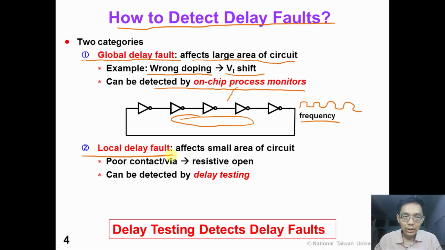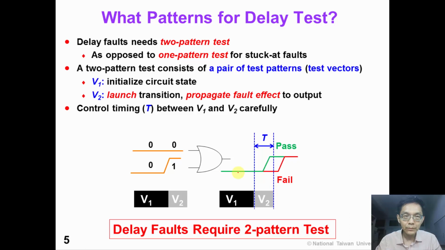In the second category, local delay fault affects only a small area of the circuit. For example, a poor contact or via can cause a resistive open. In this case, we need delay testing to detect local delay faults. So what kind of pattern can we apply for delay test? As opposed to stuck-at fault, which needs only a single test pattern, delay fault needs a pair of two test patterns.